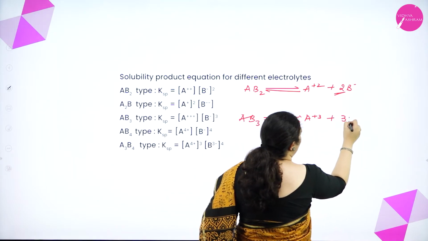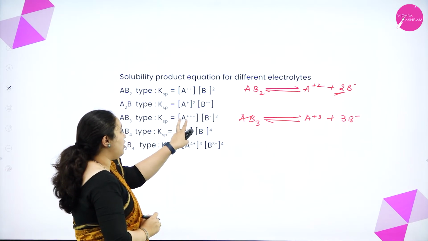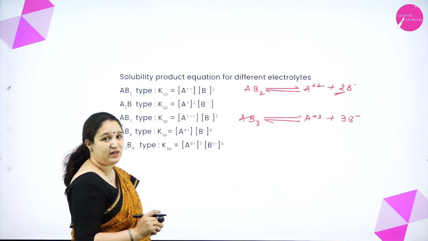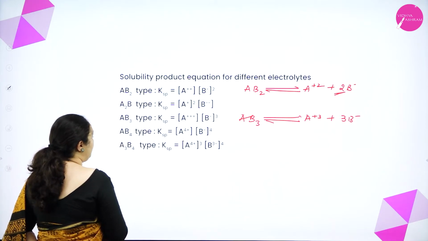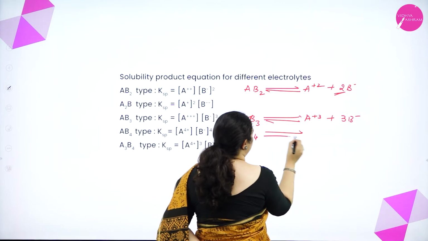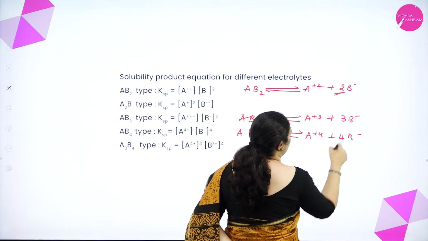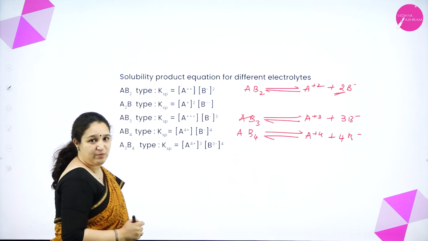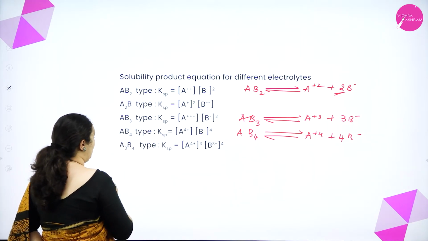that is A plus 3 and I get 3 B minus ions. So, it will be the molar concentration of A plus 3 into B minus to the power 3, because the stoichiometric coefficient for B minus is 3. Similarly, for AB4 type, it will be A plus 4 and 4 B minus ions. And solubility product you can write this way. In the same way, for A3B4 type, what will it be?